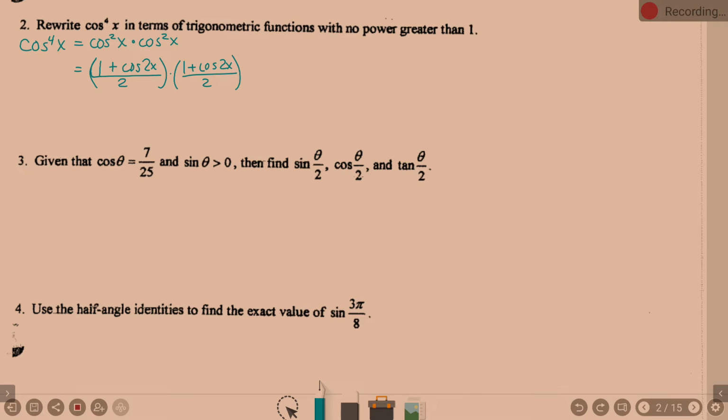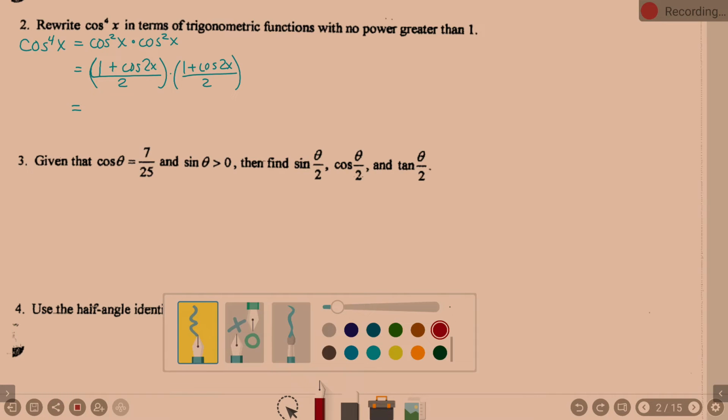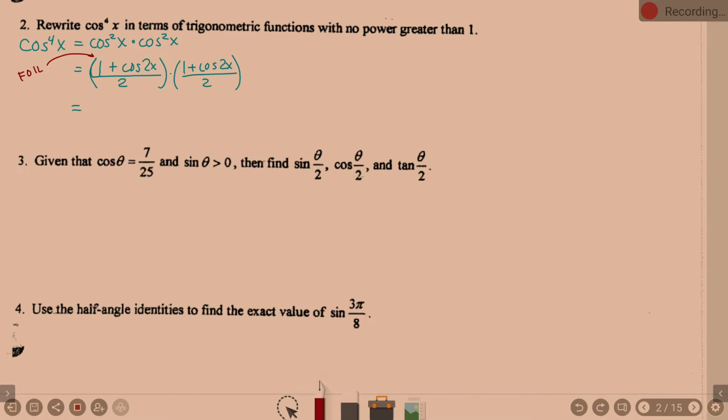As we work to do some math here, what has to happen now? You've got to FOIL. We got to FOIL those tops. In other words, we're multiplying the fractions, and in order to multiply the fractions, the numerators do need to FOIL. So, I'm going to put this together as one big fraction. What's my denominator? 2 times 2 is 4.